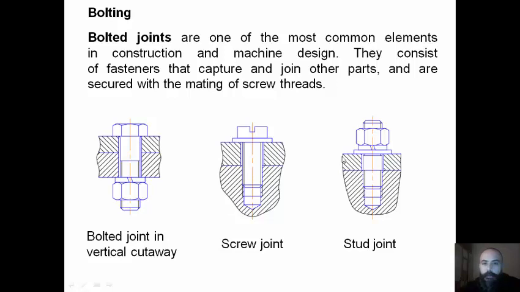Bolted joints are one of the most common elements in construction and machine design. They consist of fasteners that capture and join parts and are secured with the mating of screw threads.